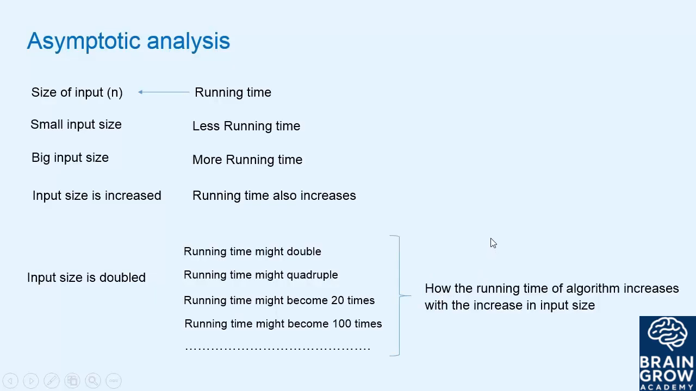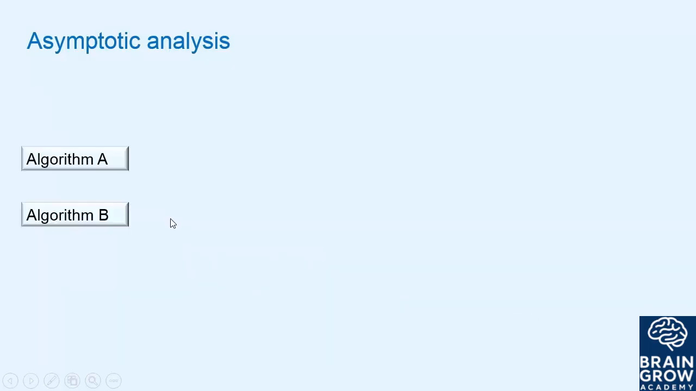So basically for analyzing an algorithm, we'll study how the running time of the algorithm increases with the increase in input size. If the running time of an algorithm increases very rapidly with the input size, then that algorithm will not be considered an efficient algorithm. So in asymptotic analysis, we don't care about the exact running times. We are just interested in seeing what happens when the input size becomes large.